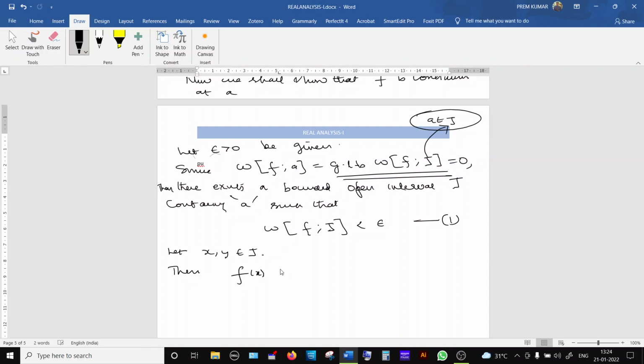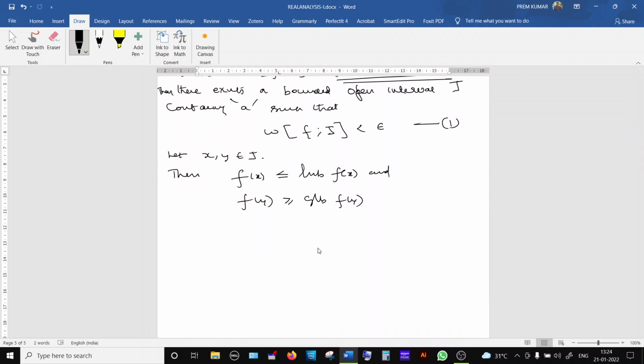The function value f(x) must be less than or equal to the LUB of all function values, and the function value f(y) should be greater than or equal to the GLB of all function values. This is by the definition of LUB and GLB of a function. This is true for every x in J and every y in J. Therefore now we are going to combine both of them.